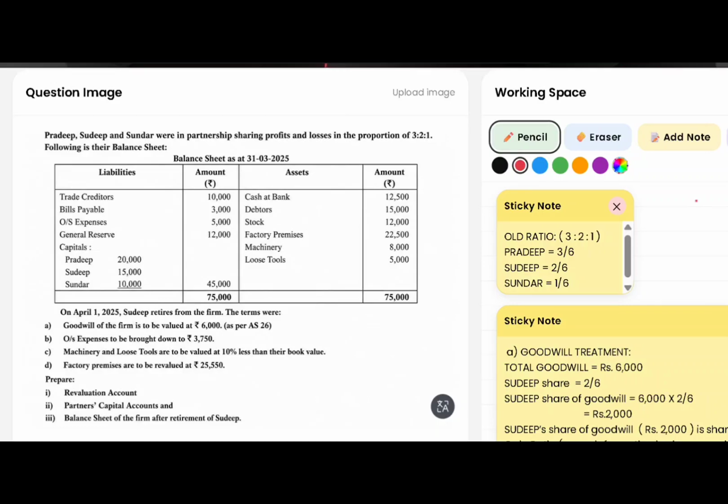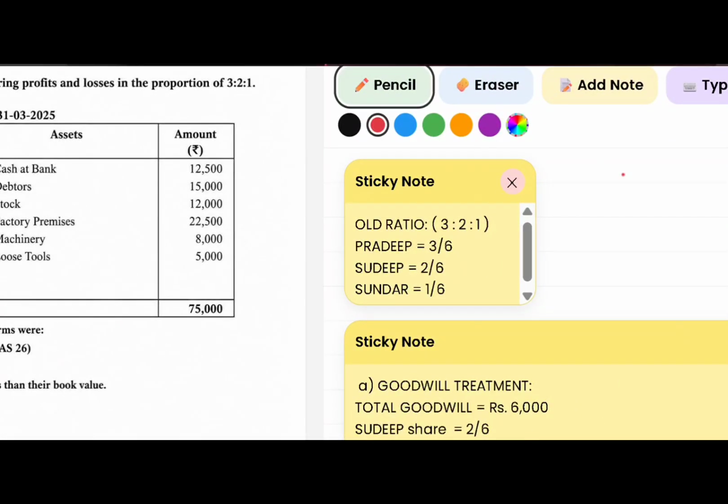Next, we have the factory premises that are to be revalued at 25,550. So now we have to prepare the revaluation account, partner's capital account and the balance sheet of the firm after retirement of Sudeep. Now let us see the adjustments and take the information what is given in the question. So first we have the ratios. They have given in the question old ratio 3:2:1. And next, this can be written as Pradeep 3/6, Sudeep 2/6 and Sundar 1/6.